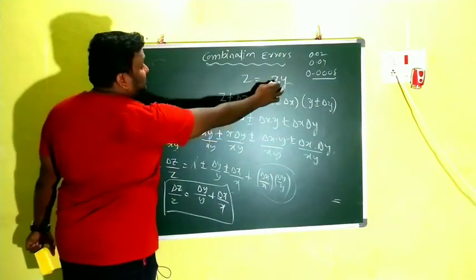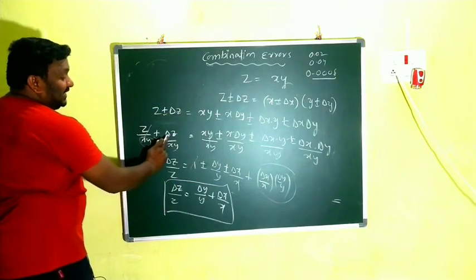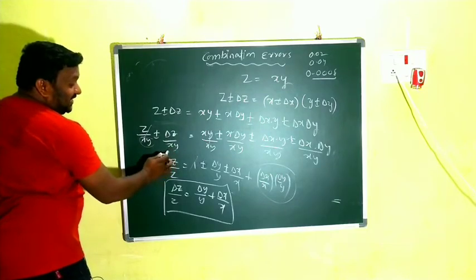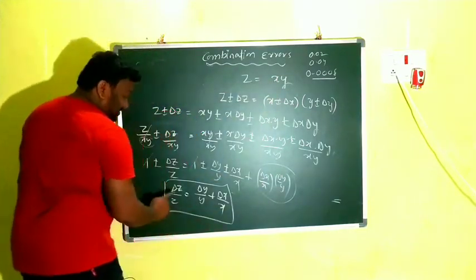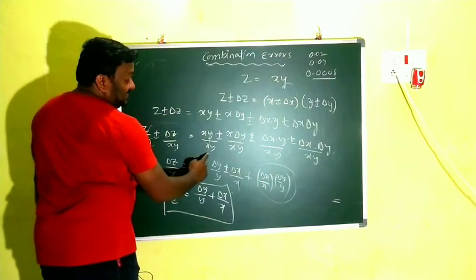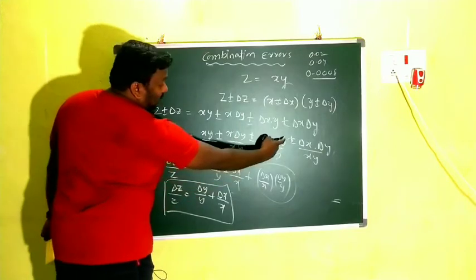Here, xy means what? We are taking z is equal to xy. So that's why I am writing here z by z. Cancel, what you get? 1. Here delta z by, instead of xy, what you write? z. xy is z. So again xy cancel, what you get? 1. Here x cancel, what you have? Delta y by y, and y cancel, what you have?